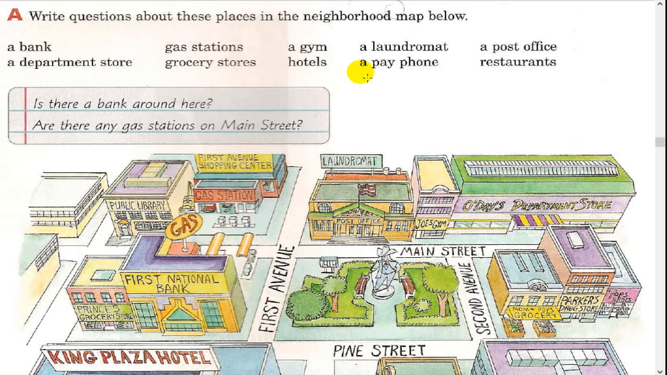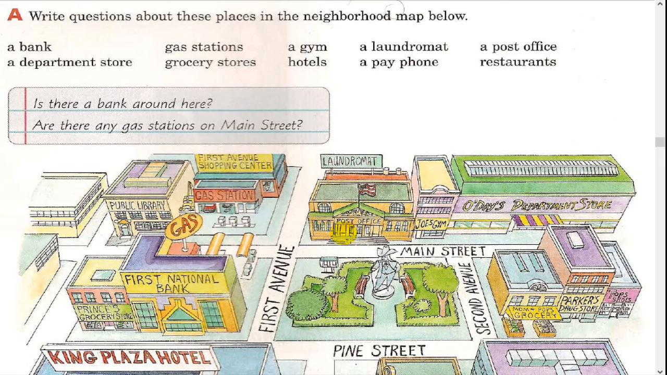Is there a payphone around here? A payphone, a phone that needs coins. Yes, there is. There is one on Main Street. This is a payphone. It's very small. There is one between First Avenue and Second Avenue. There is one in front of the post office. There is one opposite the post office.